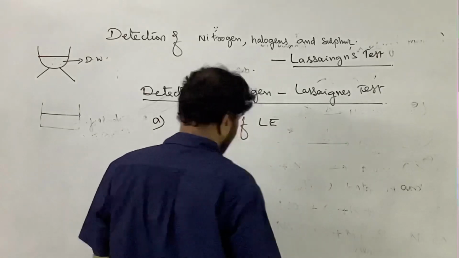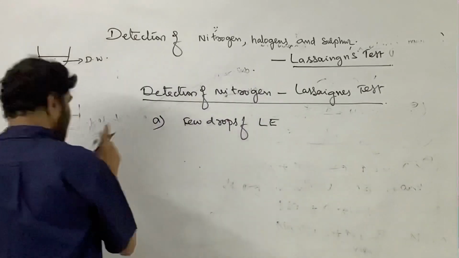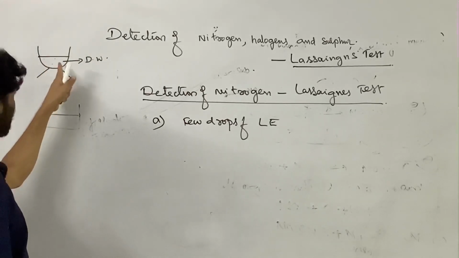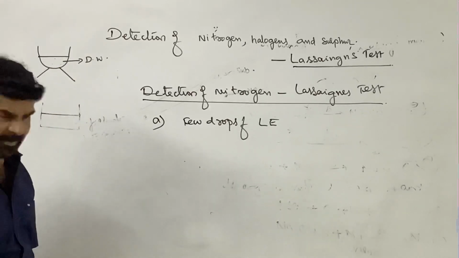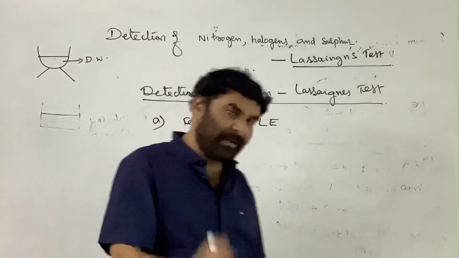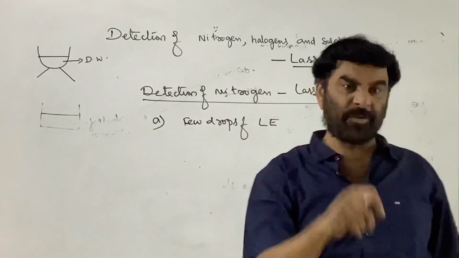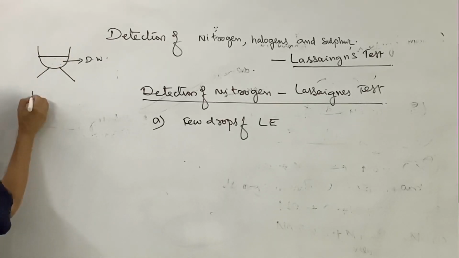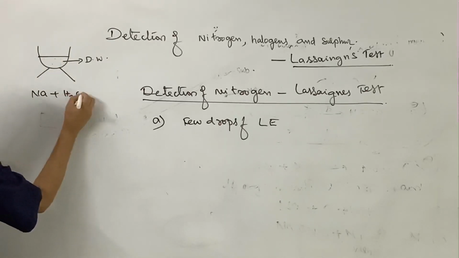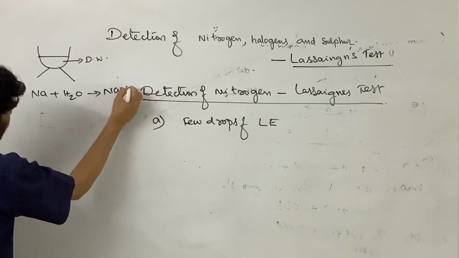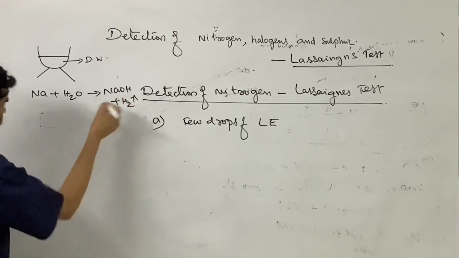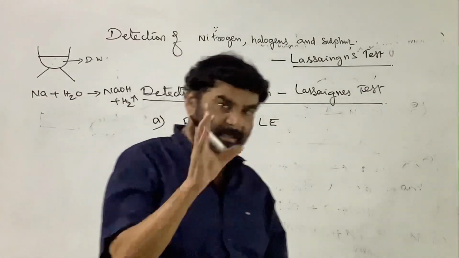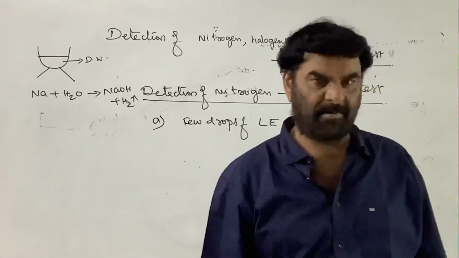Few drops of the Lassaigne extract. One more thing I forgot to tell you: during this process, sodium hydroxide is also formed. How is sodium hydroxide formed? We have taken excess metallic sodium. Therefore, the excess sodium present in the tube, when it is dipped in water, reacts with the water to form sodium hydroxide and hydrogen. So finally the Lassaigne extract is slightly alkaline due to the presence of sodium hydroxide.